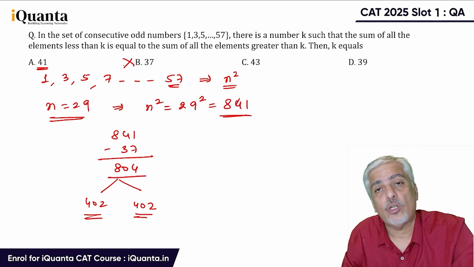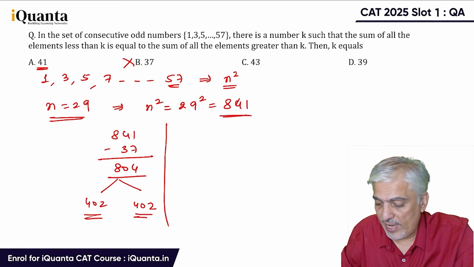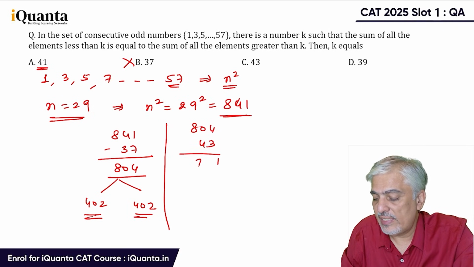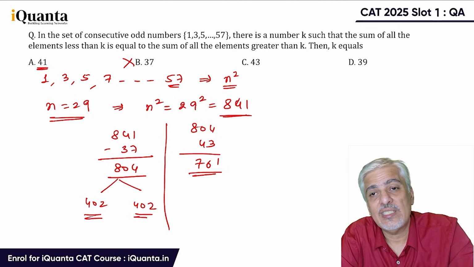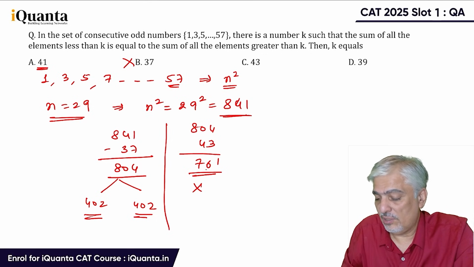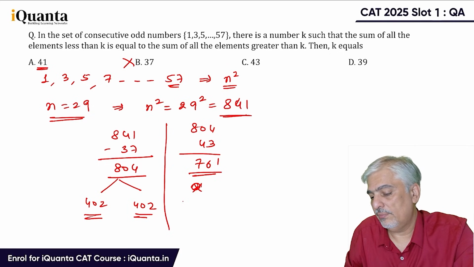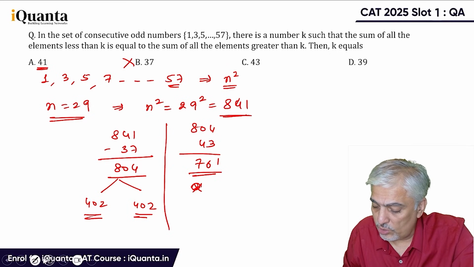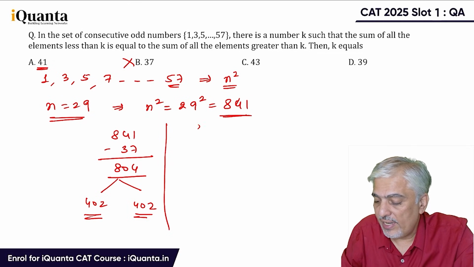I'm showing you how to eliminate all options, because otherwise a lot of people will say, sir, just mark the answer. So 804 minus 43 is how much? 761. Is 761 a perfect square? I don't think so. So this also is out. Actually, not even 761. Sorry, this is incorrect, so let's just change that. It's not 804. It was 841 minus 43.